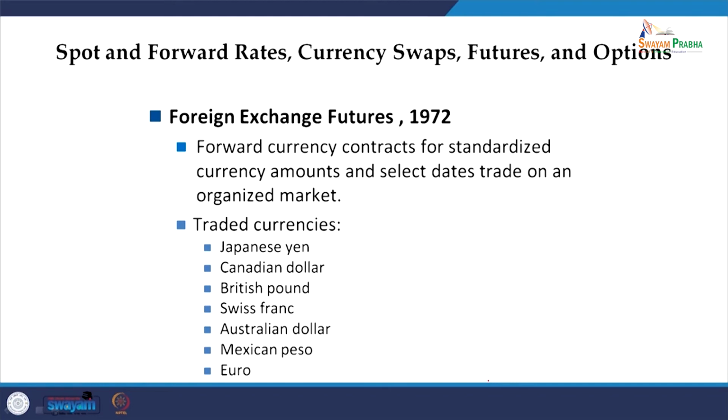It refers to the 1972 period. It is usually called forward currency contracts for standardized currency. Futures actually refers to the market where standardized currencies are traded for a future date. All the exchanges are not accepted in this segment, only select dates on an organized market. An organized market is important.